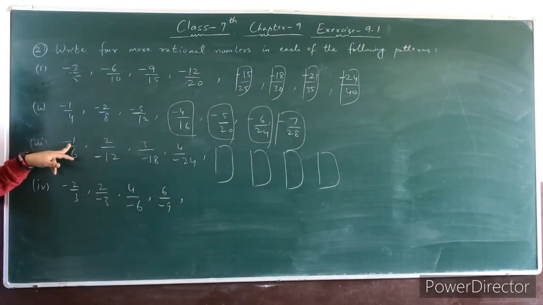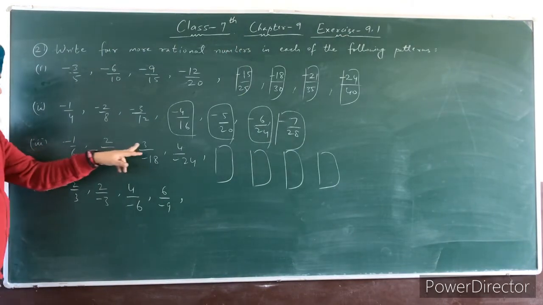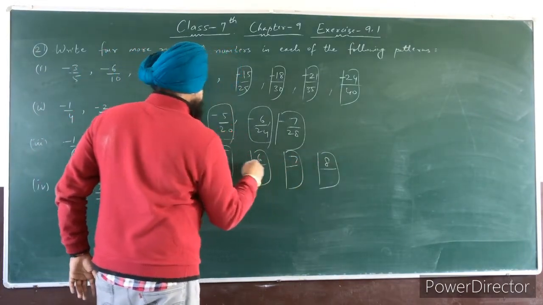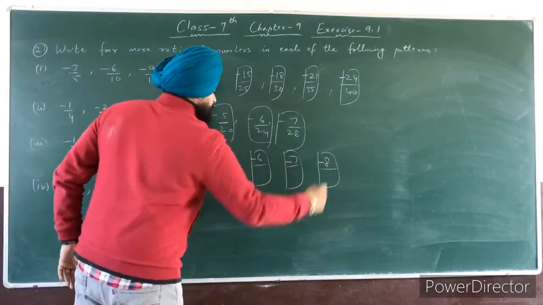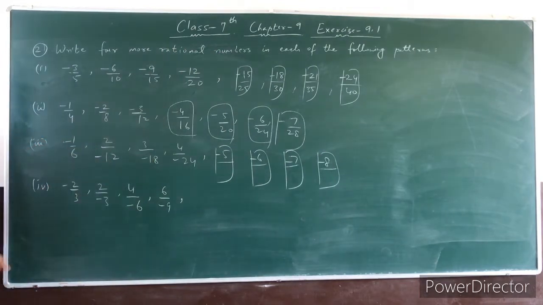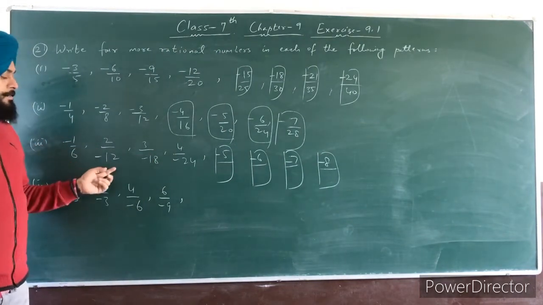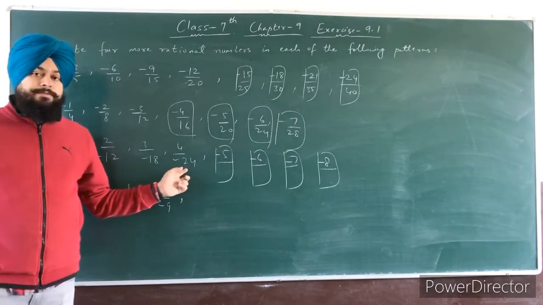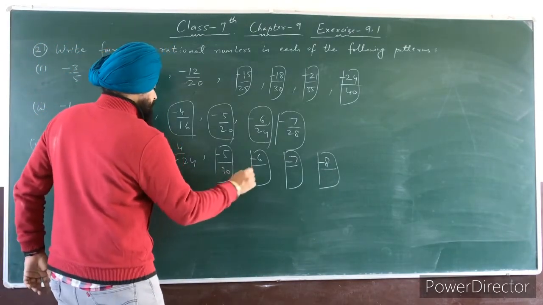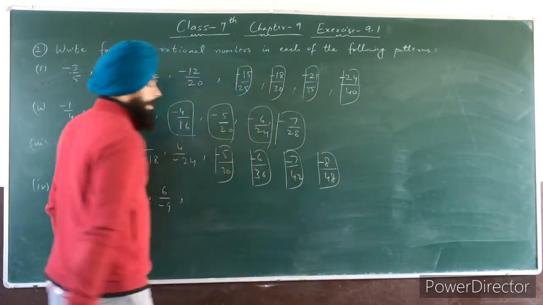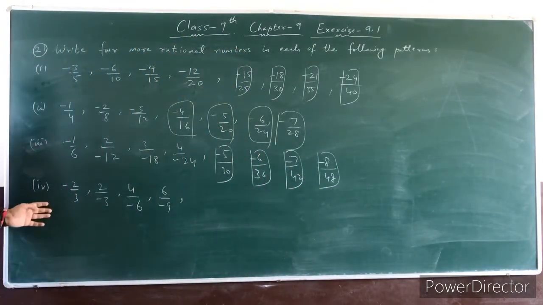So the numerator is a multiple of 1. 1 1s are 1, 1 2s are 2, 3, 4, 5, 6, 7, 8. Write the negative sign in the numerator. And the denominator is a multiple of 6. 6 1s are 6, 6 2s are 12, 6 3s are 18, 6 4s are 24, 6 5s are 30, 36, 42, 48. Next, the last part is again the same.